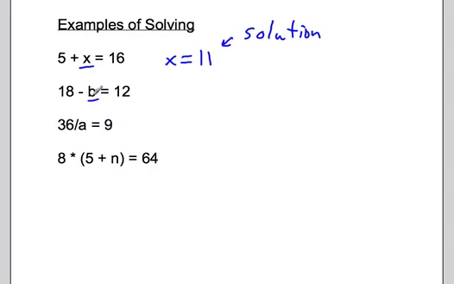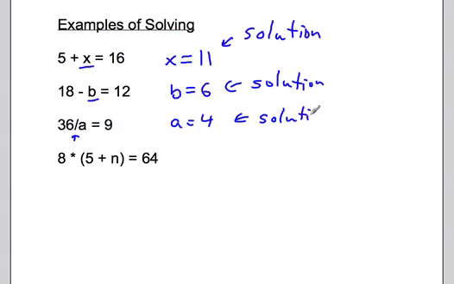Next equation, what number subtracted from 18 gives you 12? Well, that's obviously got to be 6 because 18 minus 6 gives you 12. So the solution is B equals 6. Now the next one, this is my division symbol here. Sometimes you'll see that it is a slash. So 36 divided by some number gives you 9. What number can that be? Well, that has to be a 4. 36 divided by 4 gives you 9, so this number is A equals 4. That's the solution to that equation.